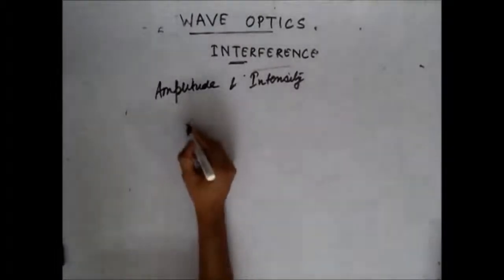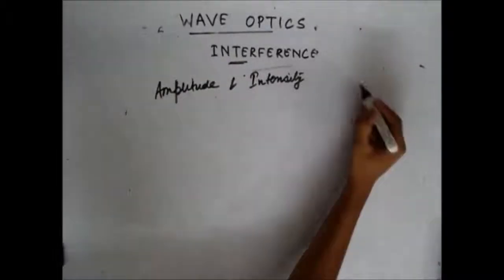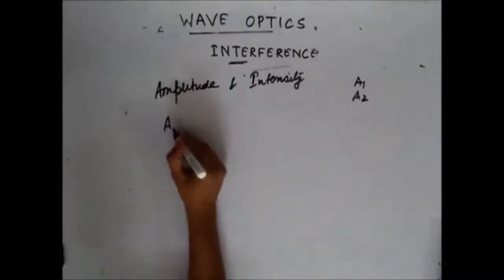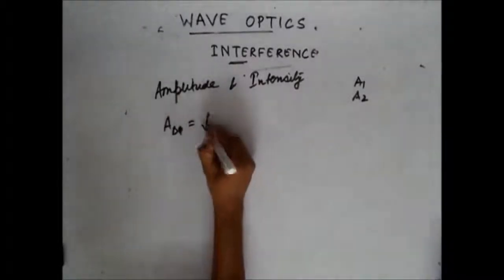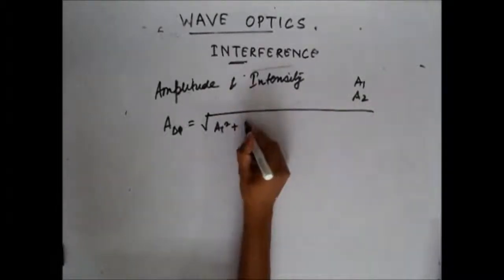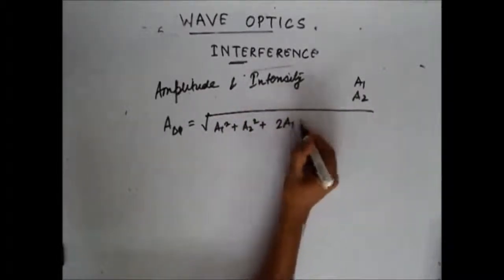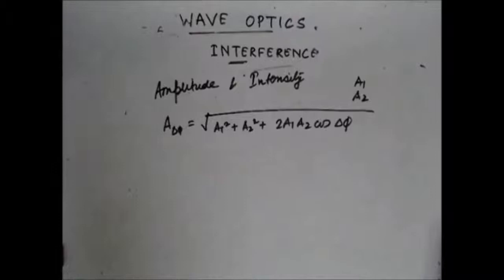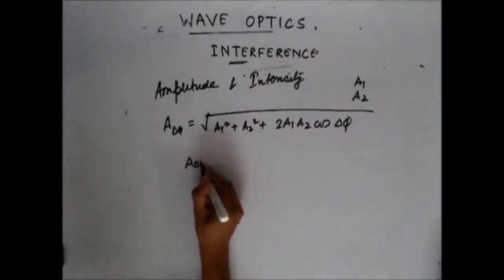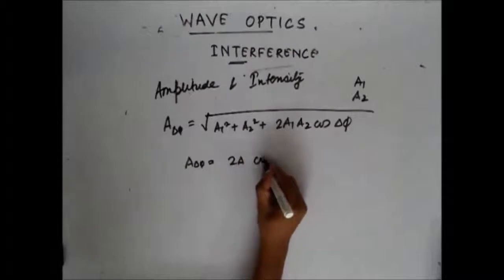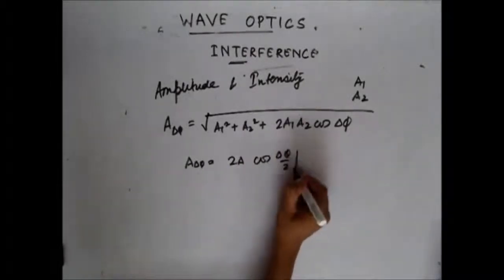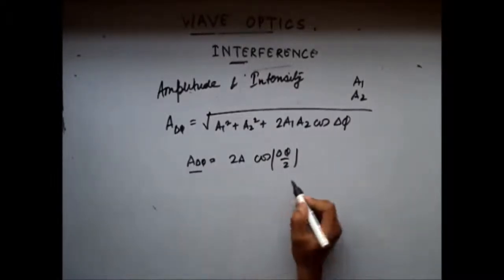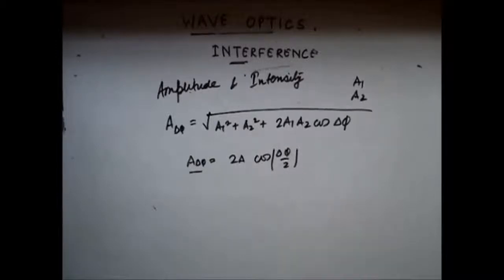Now you know that for any two waves with amplitudes A1 and A2, the resultant amplitude at any point is given by root of A1 square plus A2 square plus 2A1A2 cos del phi. If A1 and A2 are equal, you get the resultant amplitude as 2A cos del phi by 2.